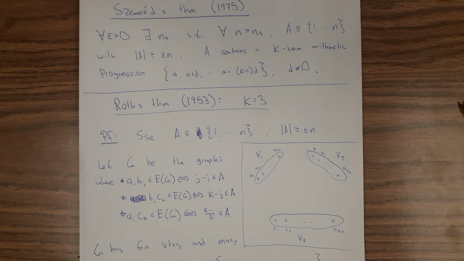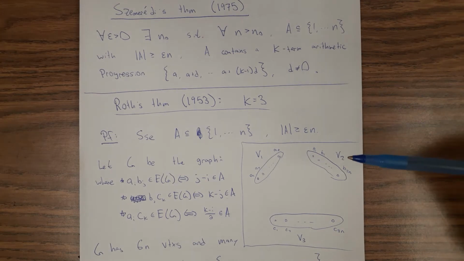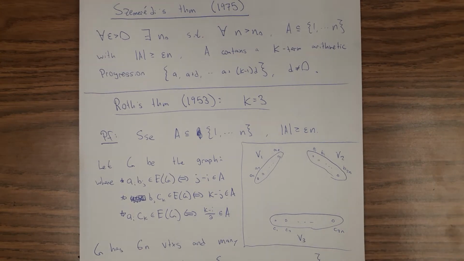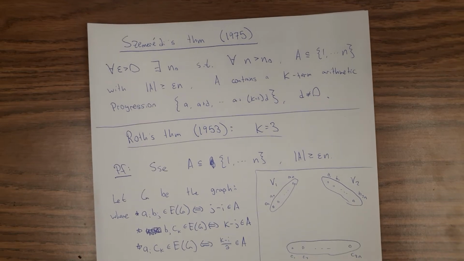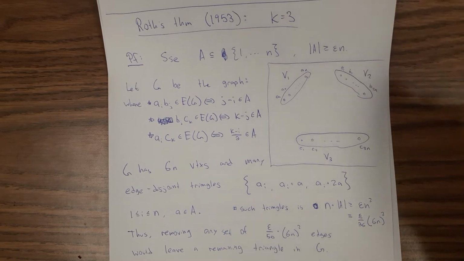We're going to see something that more resembles Szemerédi's proof. But it's also a lot easier than Szemerédi's proof, because Szemerédi had to prove this in general, and we're just doing k equals 3. Anyway, here goes. Suppose we have this set A, and it is size at least epsilon n. We are going to make a graph out of it, of course, because graphs are the only tools that we really have to talk about in this class.